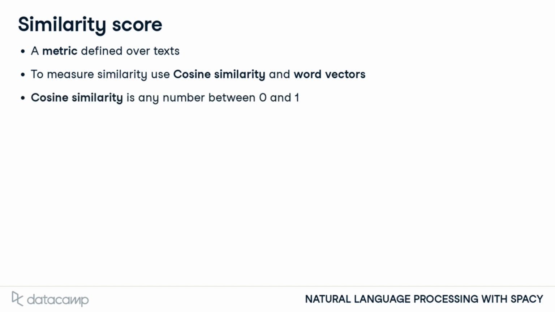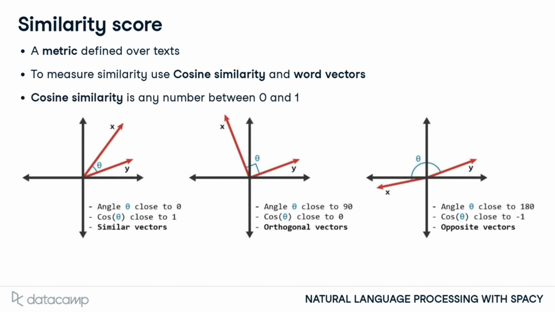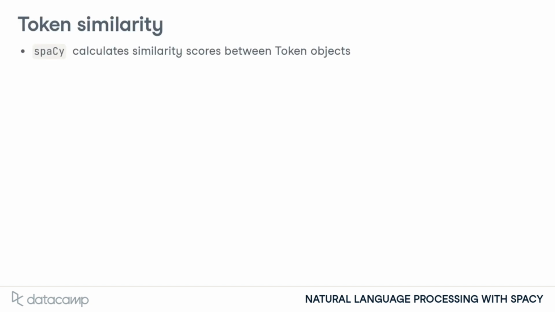The cosine similarity of two vectors is the cosine of the angle that's created by these two vectors, and it will always have a number between 0 and 1. A larger cosine similarity metric, or closer to 1, represents more similar word vectors. We can calculate similarity scores between token objects by using the context around tokens.